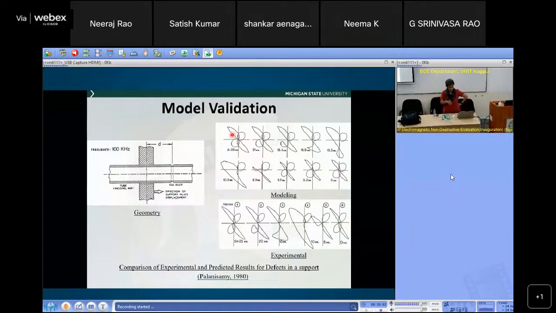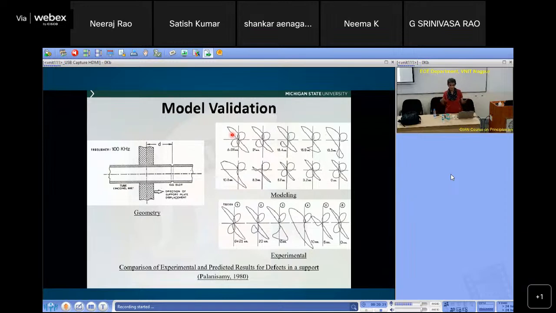And in fact, we are working with the Electric Power Research Institute for the nuclear power plant. This tube that you see here is actually a heat exchange tube in a power plant, for which we can use a particular type of eddy current probe.